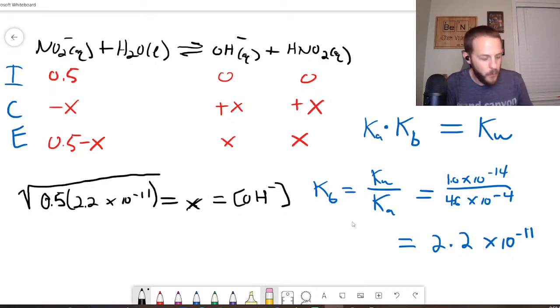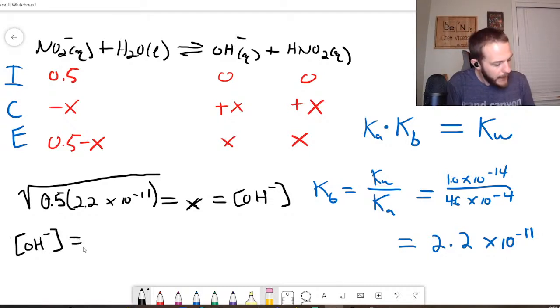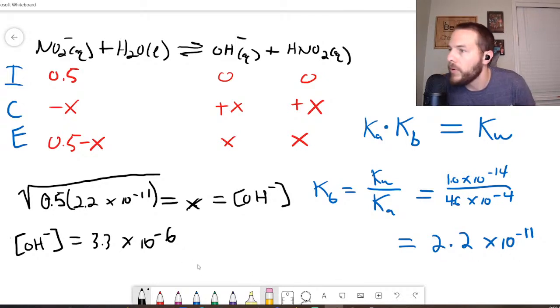Okay, so what is this value? What did I get? And again, this is the hydroxide ion concentration. I got a value of 3.3 times 10 to the minus 6.